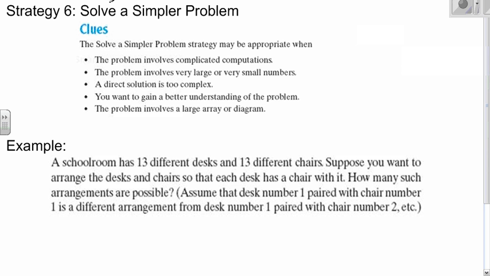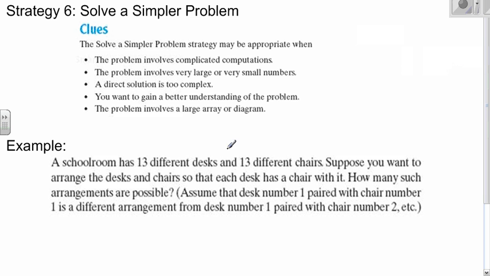Our sixth problem-solving strategy is to solve a simpler problem. This is appropriate when the problem involves complicated computations, or very large or very small numbers, or if a direct solution is too complex, or you want to gain better understanding of the problem, or if the problem just involves a large array or diagram.